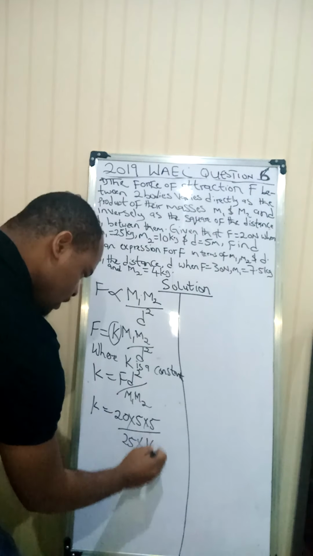So let's get the value of K. 5 times 5 is 25, so we cancel this 25 against this 25, and 10 divided by 10... 20 over 10 gives 2. So my K is equal to 2. Now I've gotten my value of K as 2.